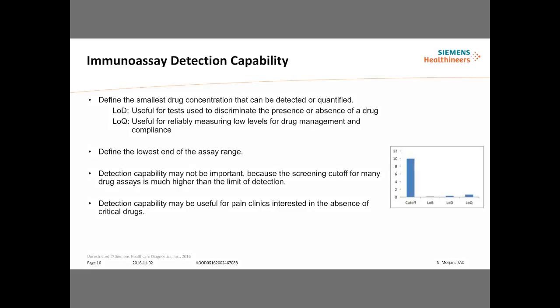Now, how important is the limit of detection for drug screening? Most limits of quantitation or detection are much lower than the cutoff level, so there is limited benefit of using limit of detection in initial screening. However, if you want to detect the drugs of interest, or the absence of drug, in a clinical sample, the limit of quantitation may be useful.